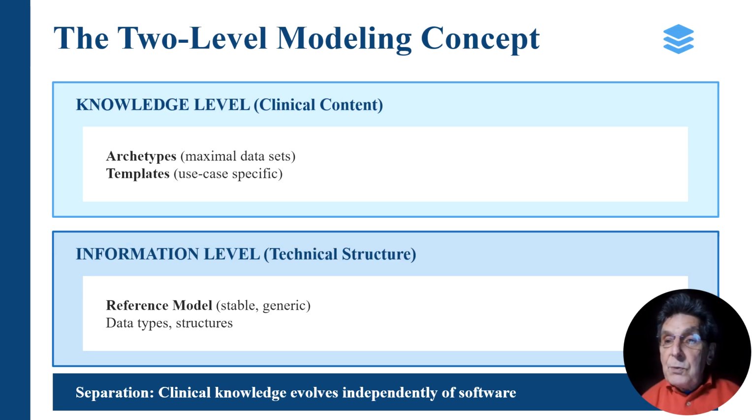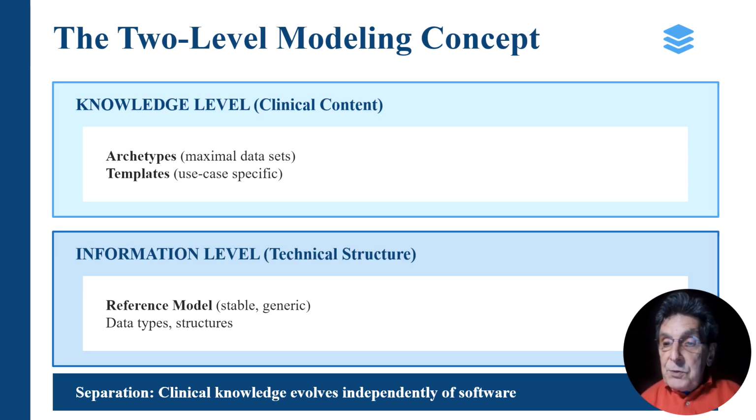What happens when clinical requirements change? Maybe clinicians decide they need to capture patient position during measurement or cuff size. You have to modify database schemas, update application code, change UIs. It's a development project. openEHR separates these concerns into two levels: the information level, the reference model.